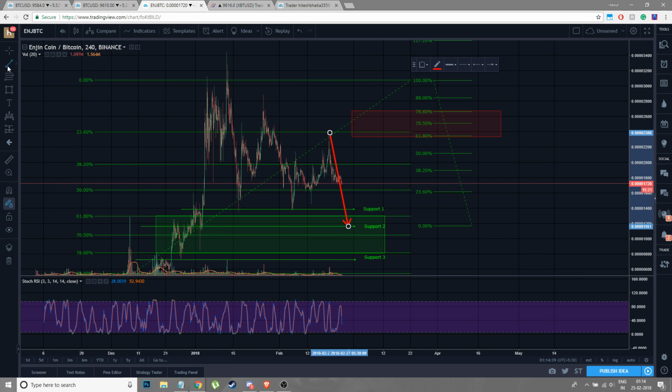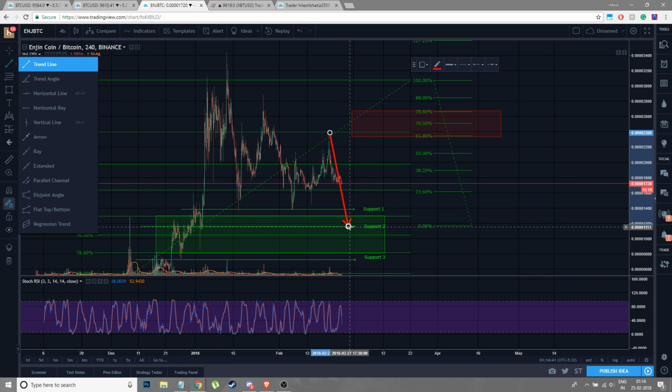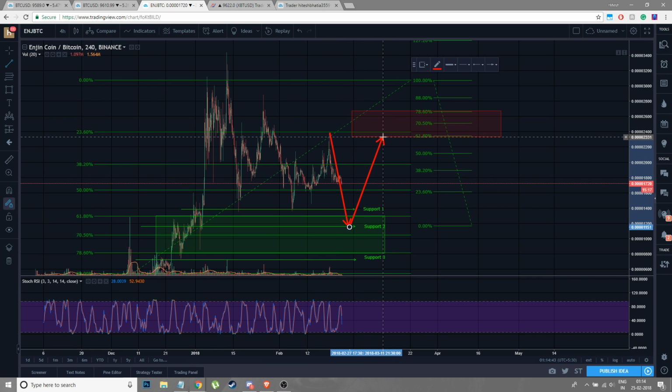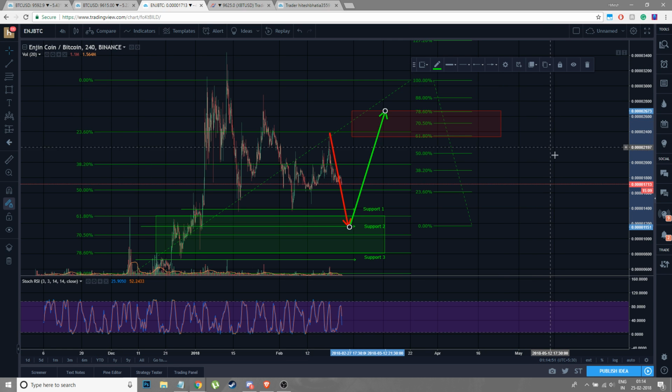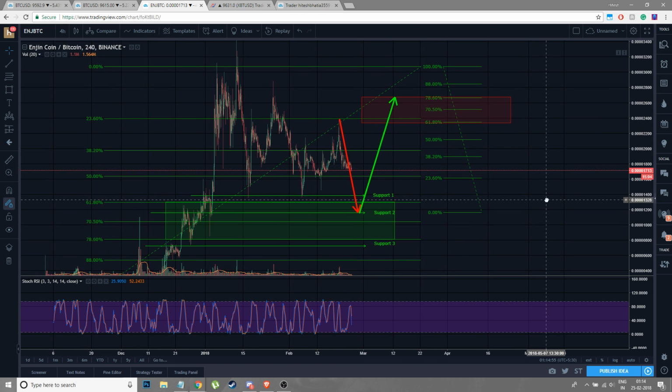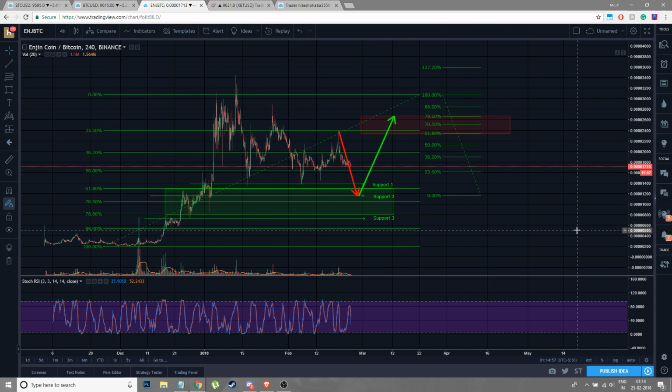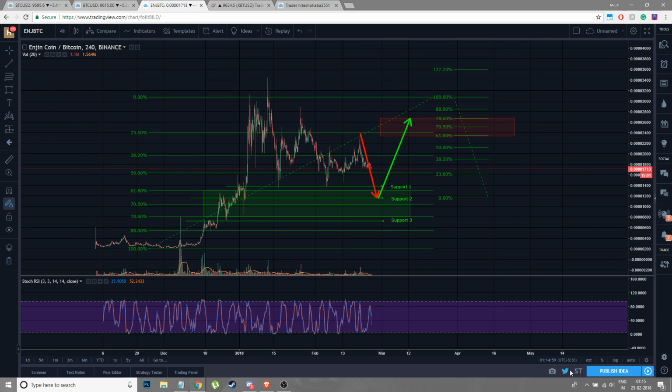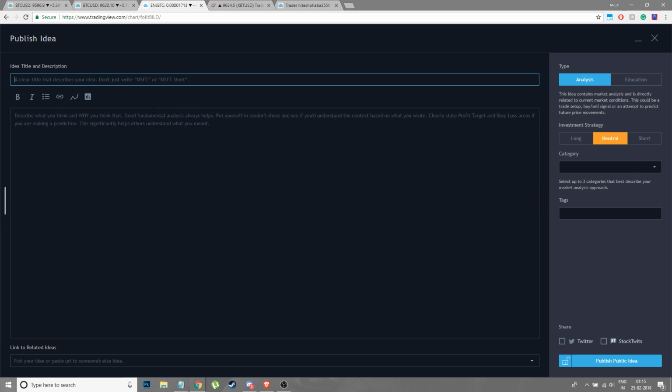The move to the upside should be to retest this region, which has also been a prior high, as you notice, right? So there should be some rejection here, perhaps, then a retracement to 50%, and then continuation upwards. So yeah, this is ENJ for you. Going to quickly publish this idea.